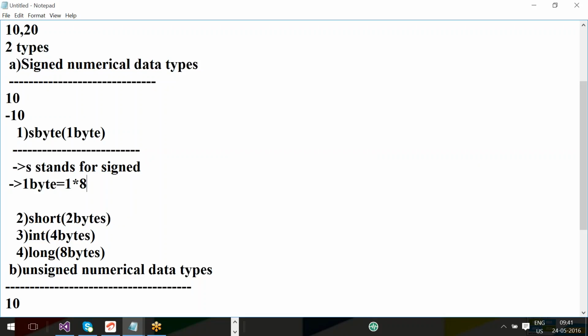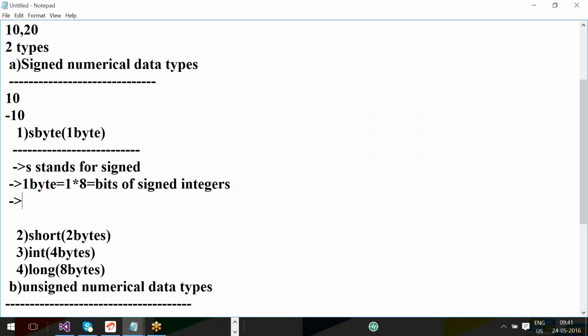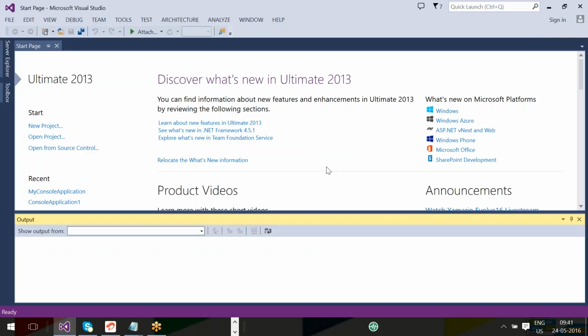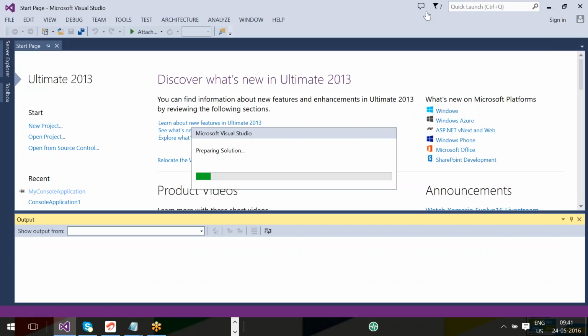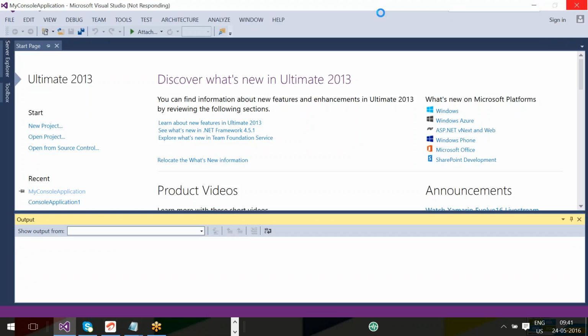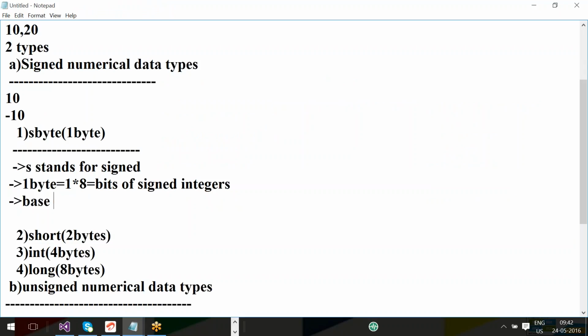1 byte, 1 into 8, equals 8 bits of signed integers. After that, we discussed base types. What is the base type for sbyte? System.SByte. That is the CTS type; CTS stands for common type system. The base type of sbyte is System.SByte, which you can check.